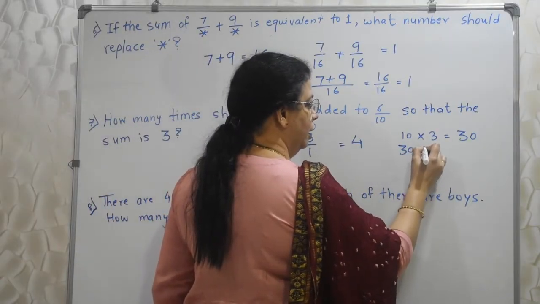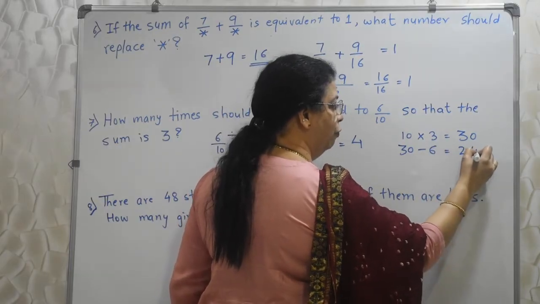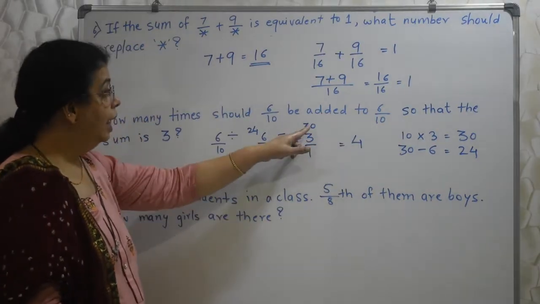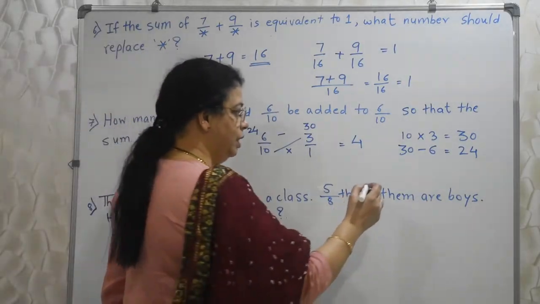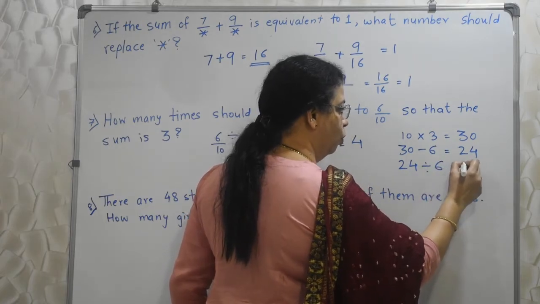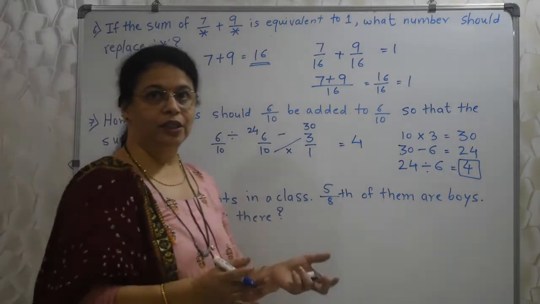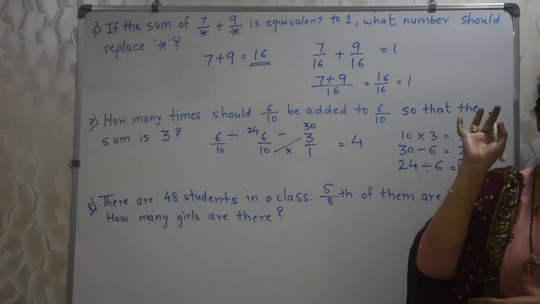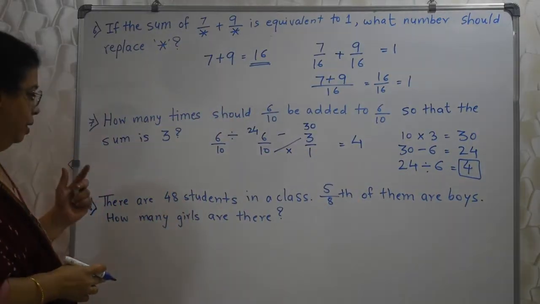So 30, not divided, minus 6. Then I got 24. See, first I multiplied 10 into 3, 30. Then I did minus 6. So it is 24 and then divide. Last one is divide. So whatever is answer, 24 divided by 6. That is 4. So 4 is the option. Understood? 4 is the answer. Okay, so you have to choose the option where 4 is written. Got me? Okay. Let us begin with the next sum.